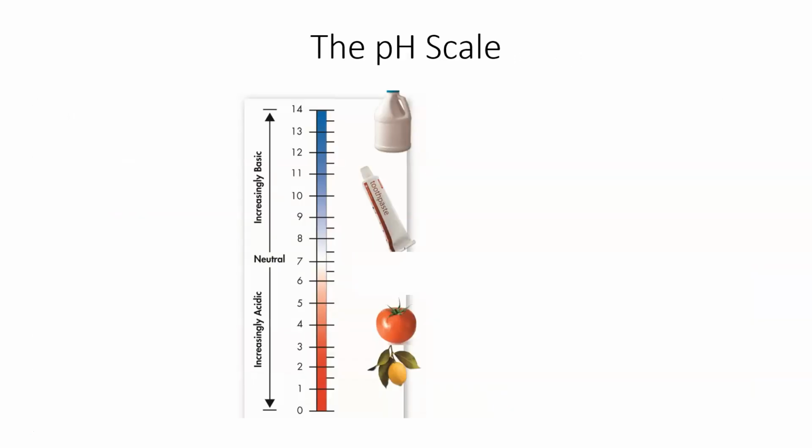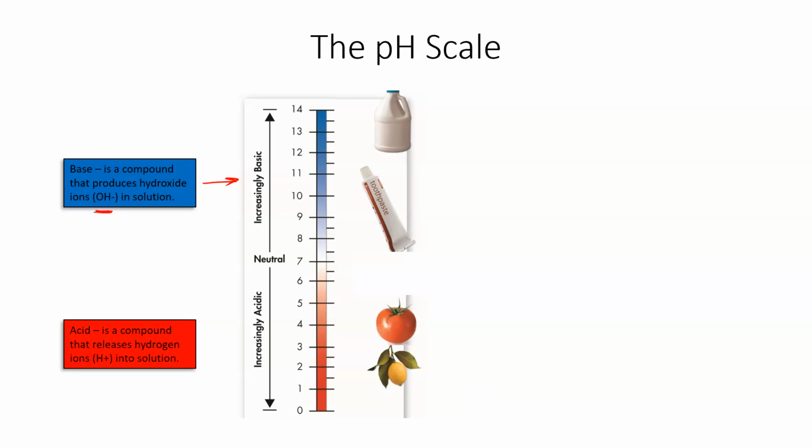pH scale. The pH scale is the scale we use to measure the acidity or the alkalinity of a substance, and it ranges from 0 being the most acidic to 14 being the most basic or the most alkaline. And so a base is a compound that produces hydroxide ions. We're going to see those a lot throughout biology. OH negative ions are produced by a base.